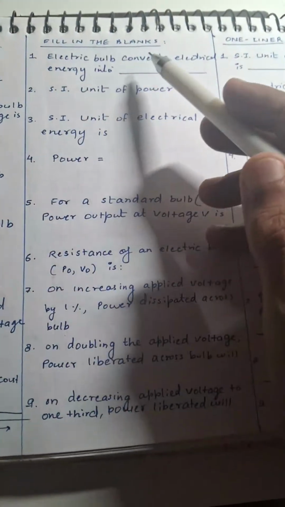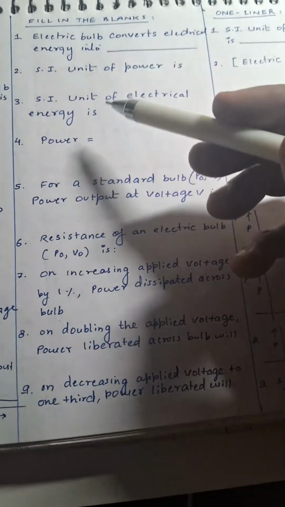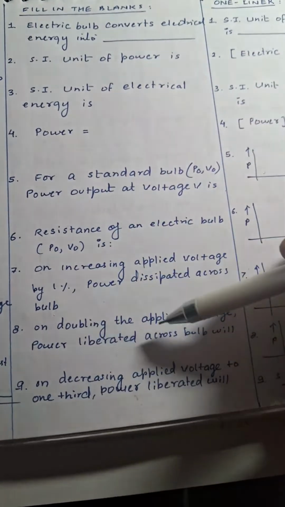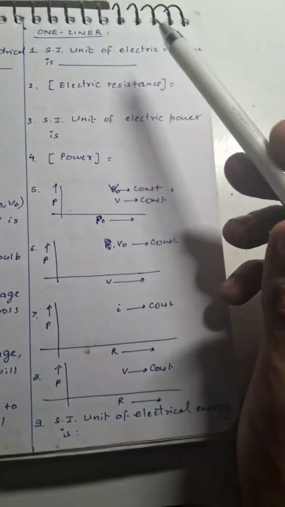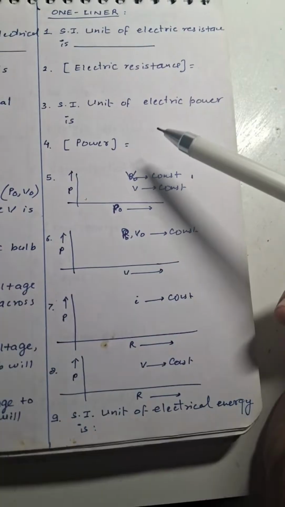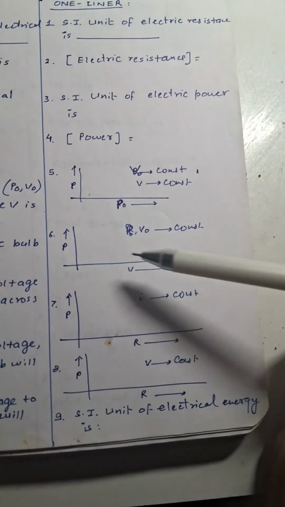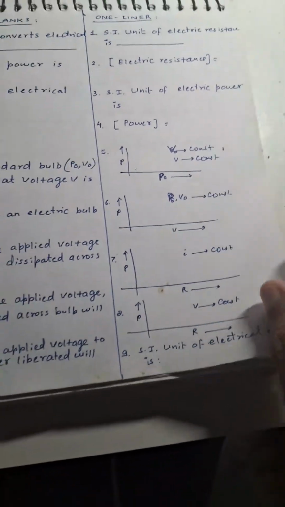Here these are the fill in the blank type questions of various values related to the electric bulb, resistance, percentage changes, doubling the applied voltage, power liberated, variation. Then we have one-liner questions on various quantities related to the electric bulb, like electric resistance, power versus P naught graph, power versus voltage graph, PR graph for different cases.